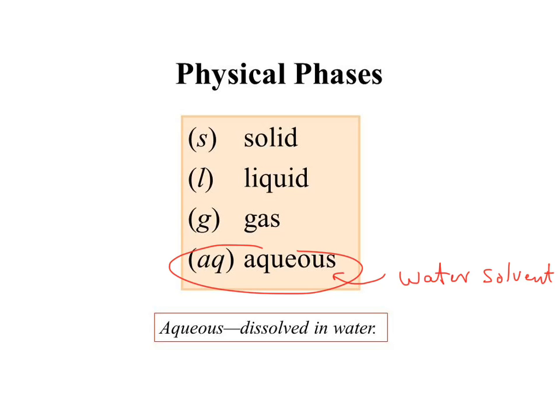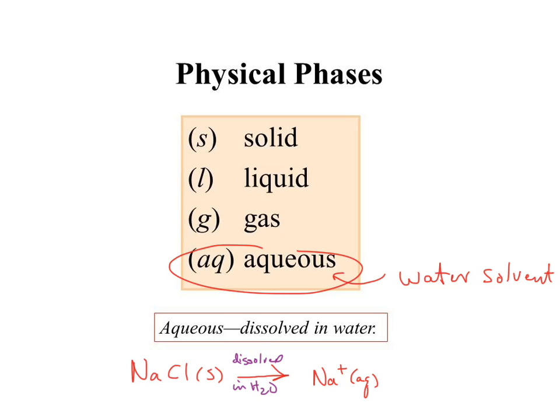So if we do this sort of thing, NaCl, solid, dissolved in water, and I don't know if this would be over your reaction arrow, but I guess it could be, dissolved in H2O. Why write water when you can write the equation for water? And then on the product side, we would write Na+, AQ, or plus 1.